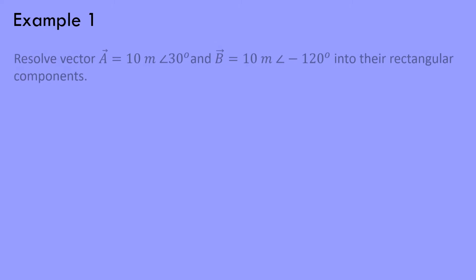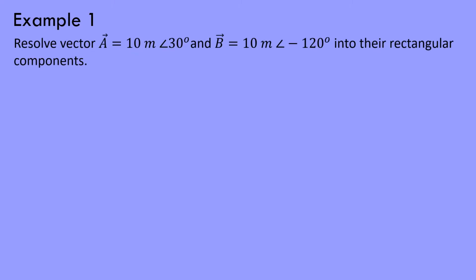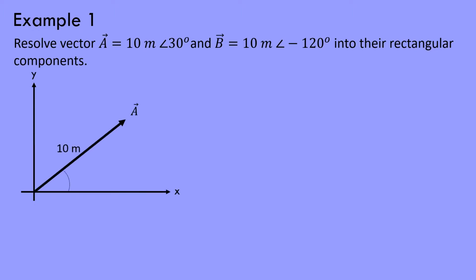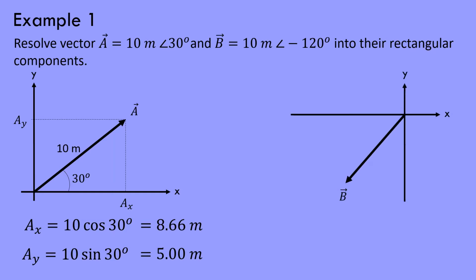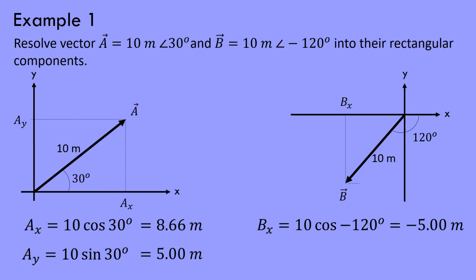Let's do example 1. Resolve vector A and vector B into their rectangular components. Given vector A is equal to 10 meters with the direction 30 degrees from the positive x-axis. So, the x component can be determined by A cos 30 degrees, which equals 8.66 meters, and the y component using the formula A sin theta, and we get 5.00 meters. For vector B, which is 10 meters in magnitude at negative 120 degrees, we use the same method to determine the x and y components of vector B. And the answer is like this.